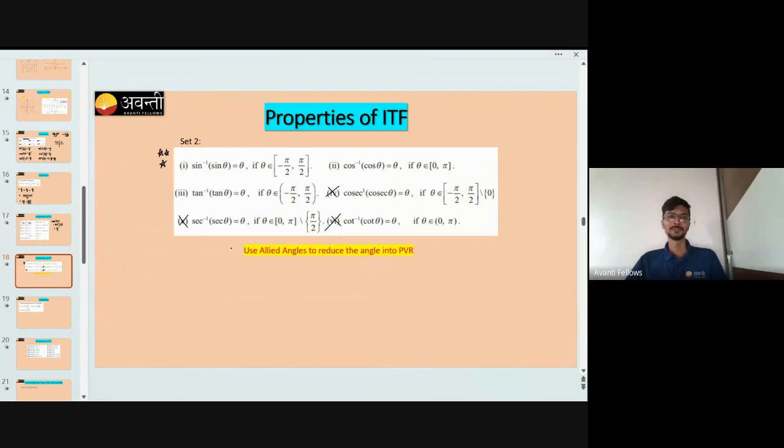Let me again go through this. If theta is not in PVR, it is written here in highlighted format, what if theta is not in PVR? If theta is not in PVR, we'll use allied angles to reduce the angle into PVR. Now, again, here comes the important part, which is allied angles from your trigonometry.